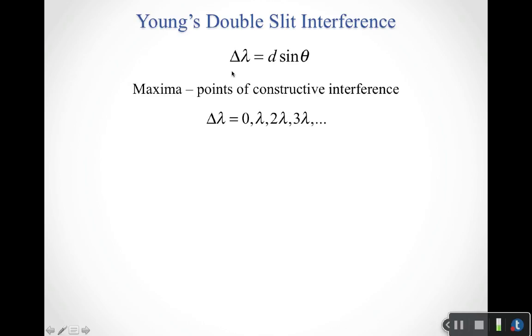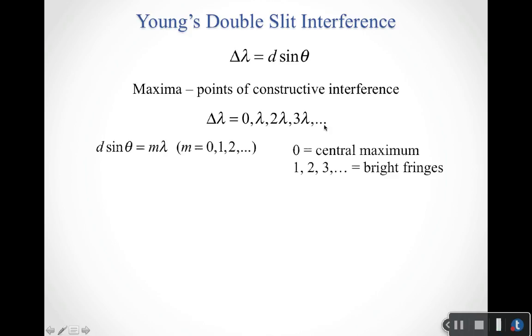So here's the equation that defines what the path difference is at the particular point P in my pattern. And if that point happens to be a maximum, then I've got constructive interference, which means that I can also talk about this path difference being equal to 0 or 1 lambda or 2 lambda or 3 lambda or any whole integer value of lambda.